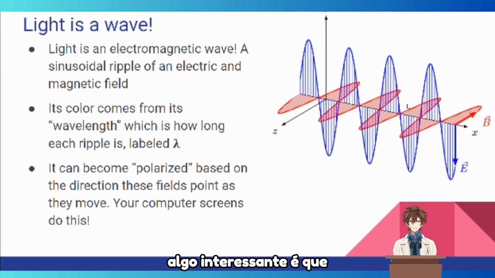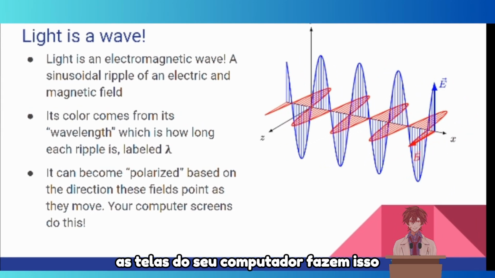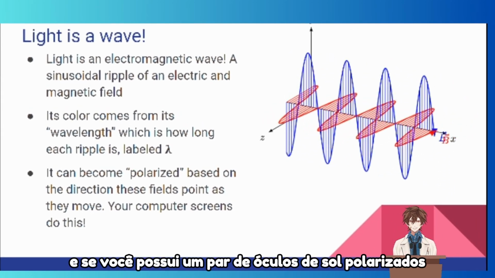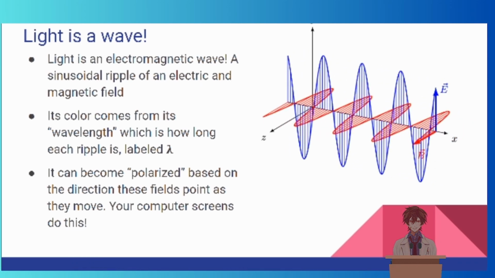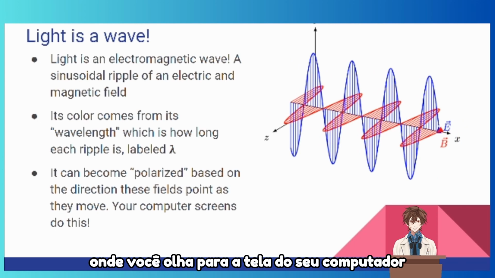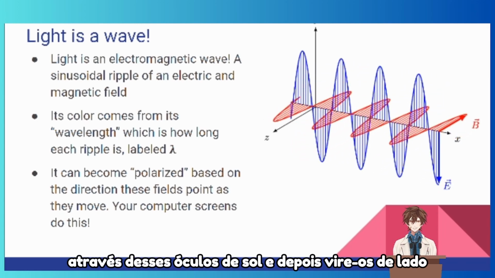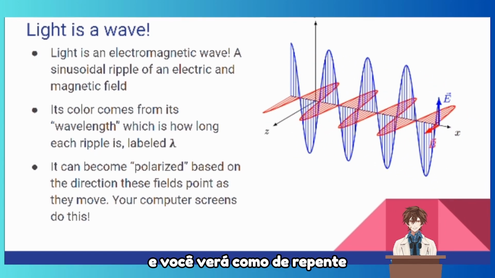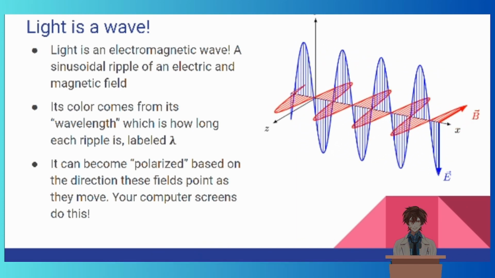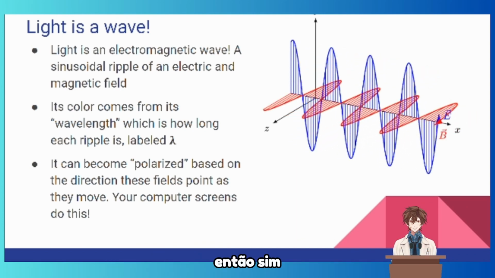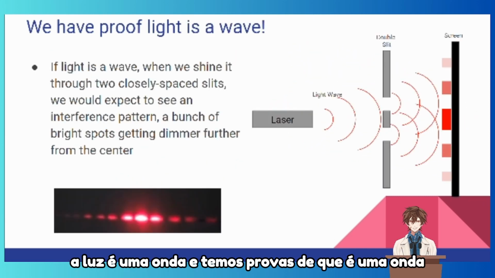Actually, something interesting is that your computer screens do this. And if you own a pair of polarizing sunglasses, you can do a fun little experiment where you look at your computer screen through those sunglasses and then turn them sideways, and you'll watch as you suddenly are no longer able to see anything on the screen. So yeah, light is a wave, and we have proof it's a wave.